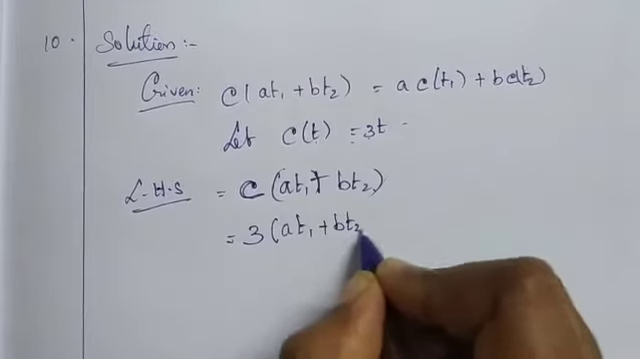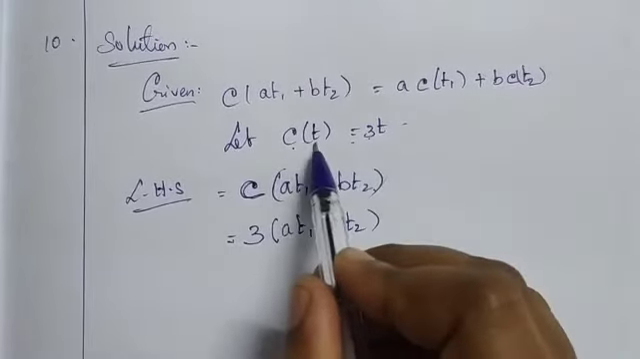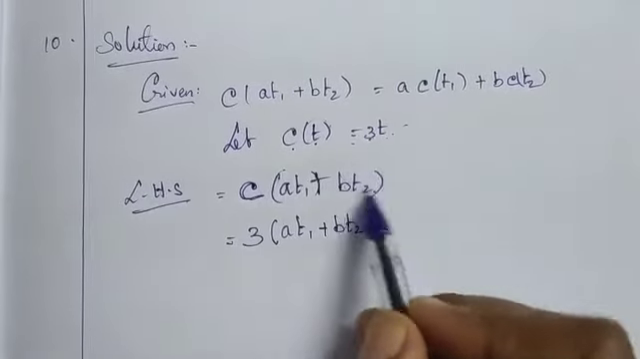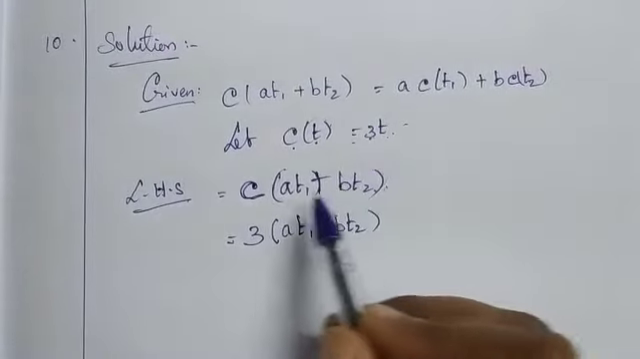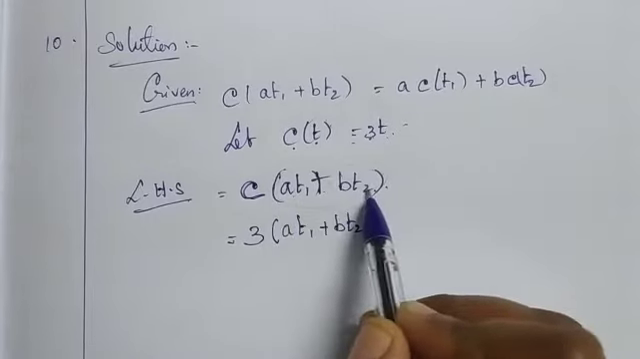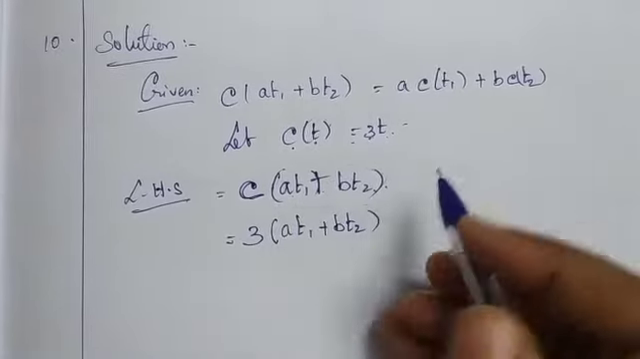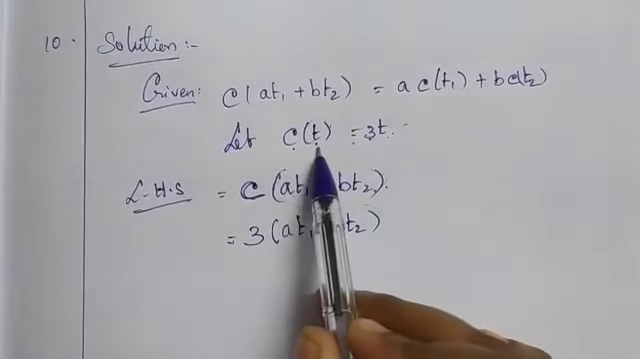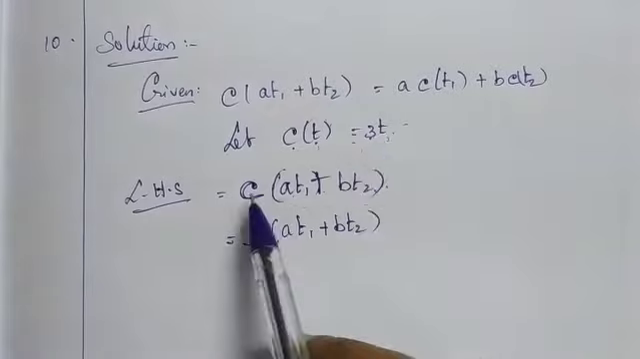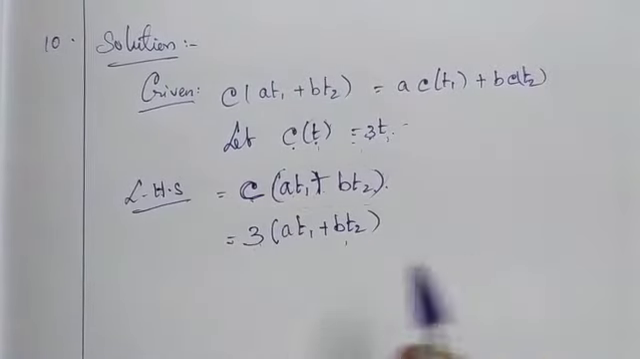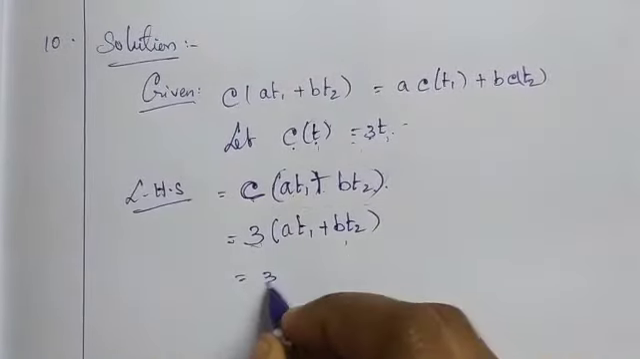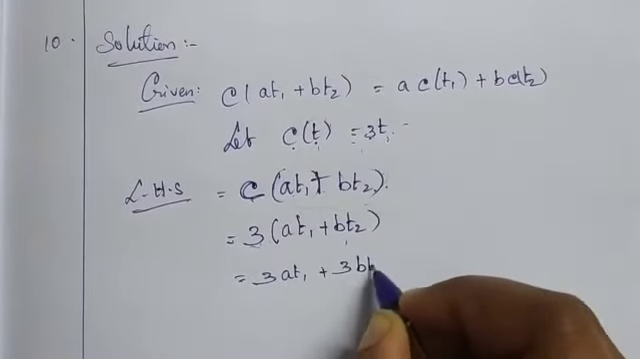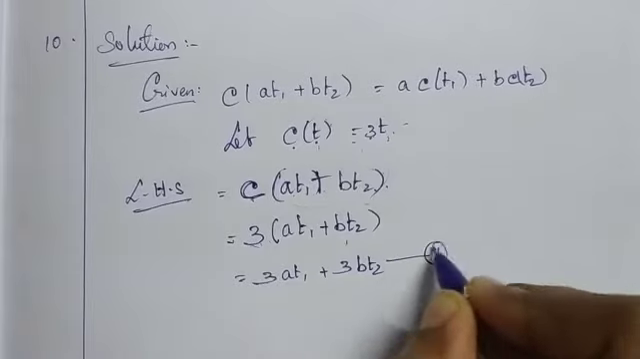Did you understand? C of t is 3 into t, they say. So if it is t, then 3 into t. So what is in this place? at1 plus bt2. So 3 into at1 plus bt2. Once again, C of t is equal to 3 into t. C of this is equal to 3 into this. Multiply, 3 into at1 plus 3 into bt2. Take it as equation 1.